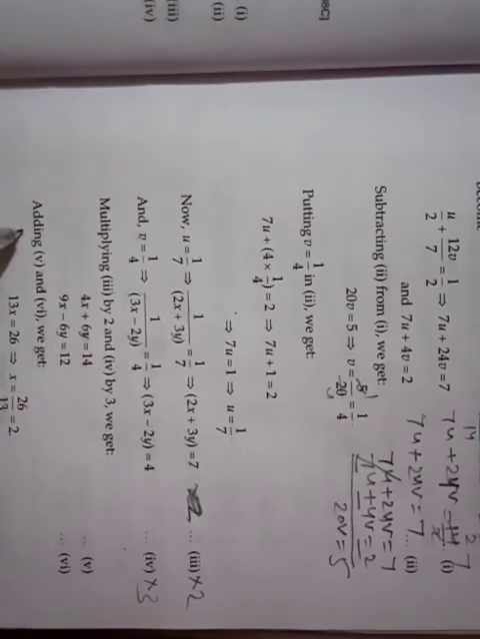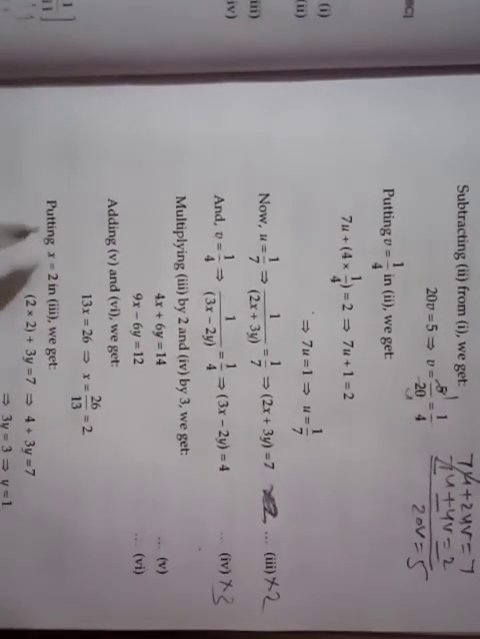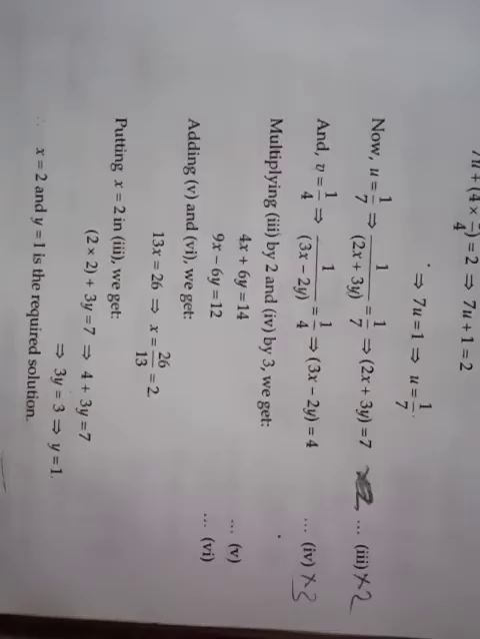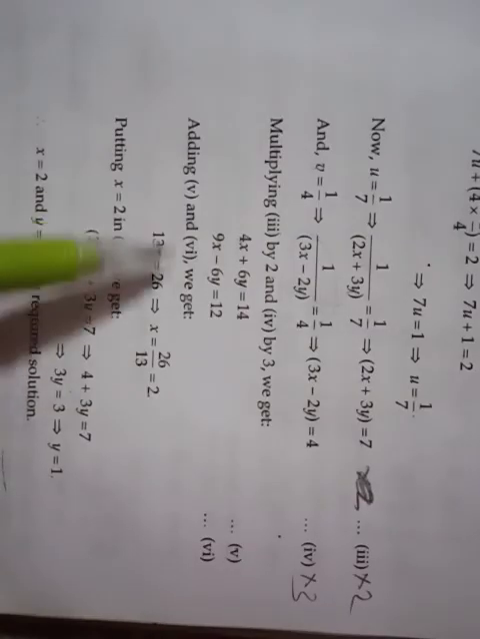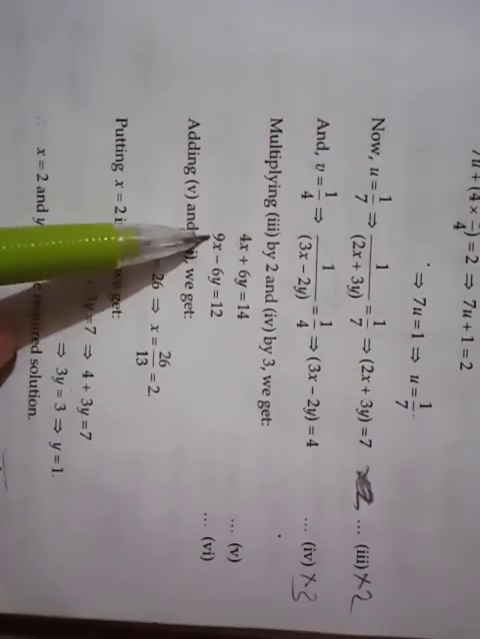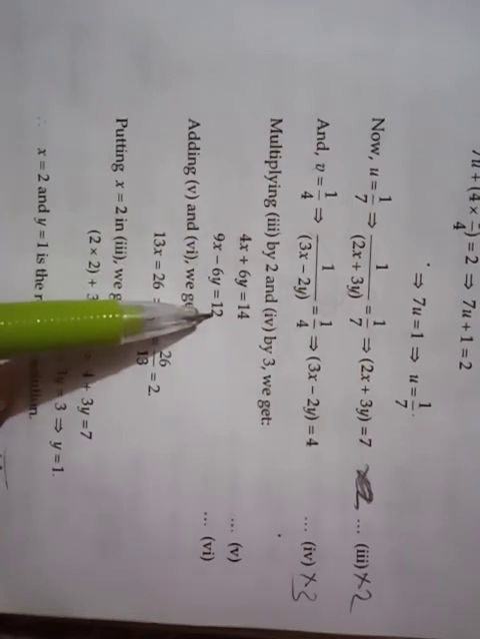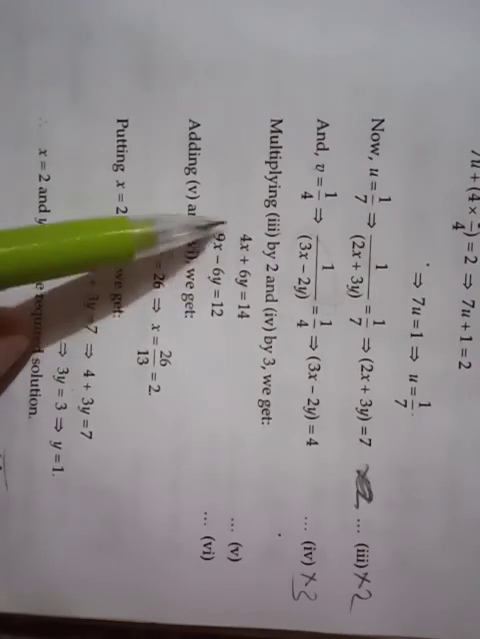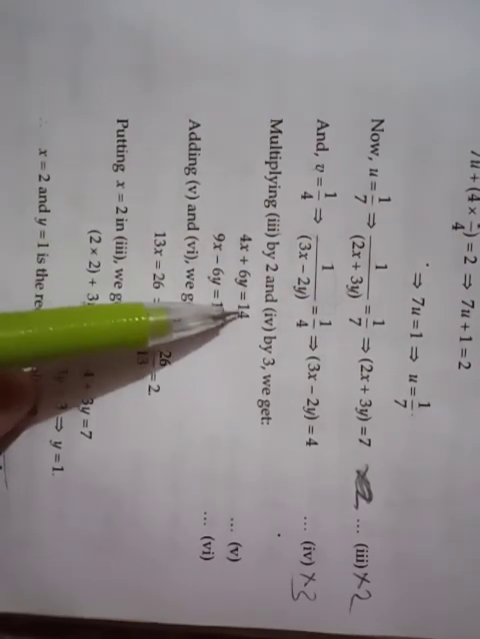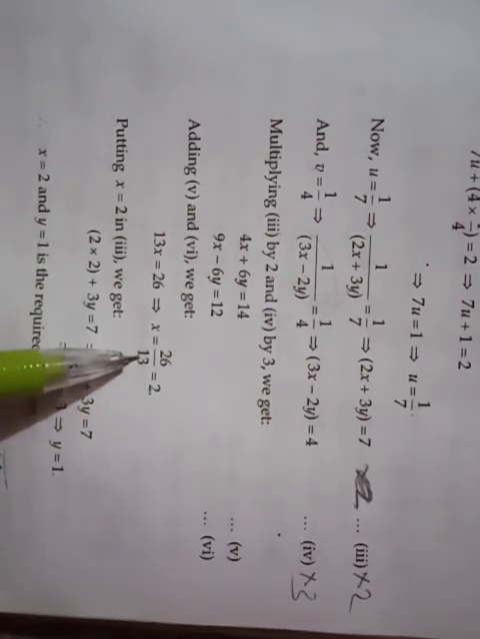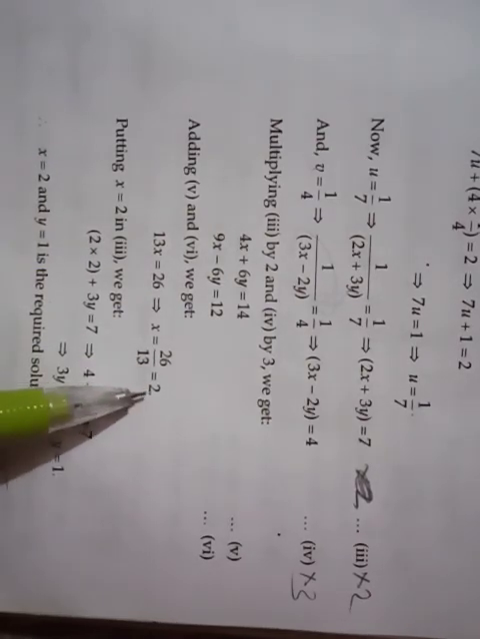This is equation 5 now, and this is equation 6. Adding equation 5 and 6: equation 5 is 4x plus 6y equal to 14, and 6 is 9x minus 6y equal to 12. When you add, 6y and minus 6y will cancel out. 9x plus 4x is 13x, 14 plus 12 is 26, 13x equal to 26, x equal to 26 upon 13, so the value will be 2.